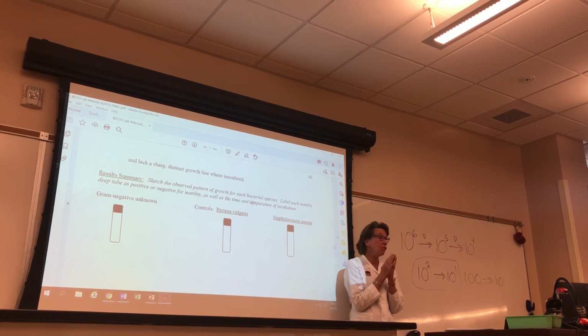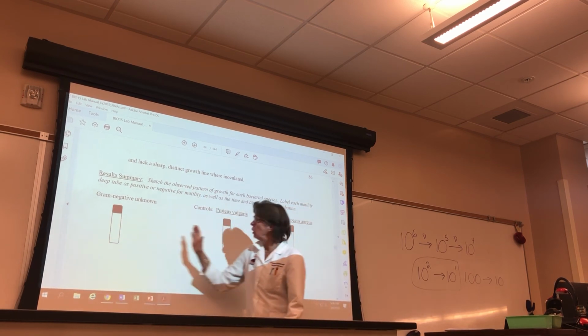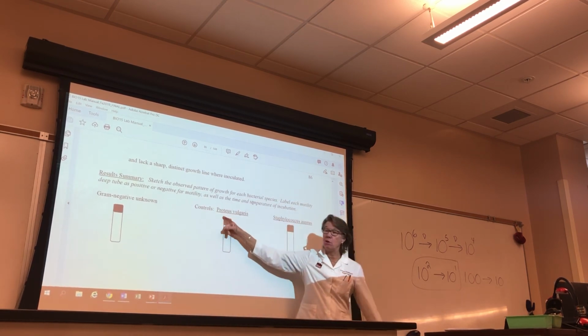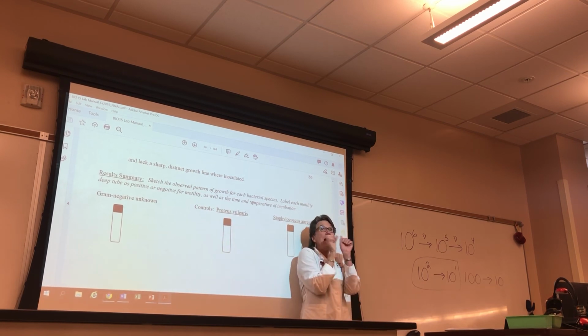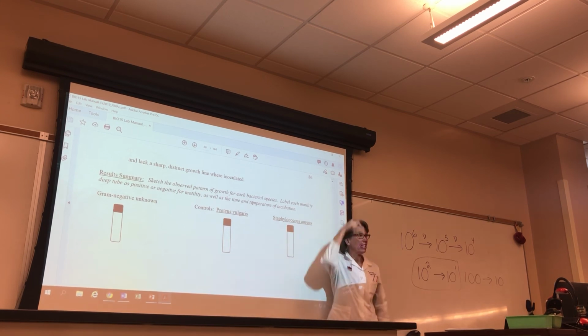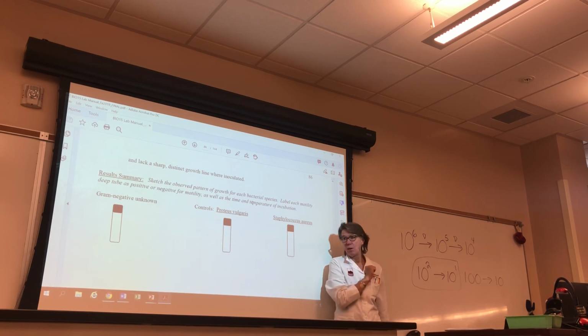So the bottom line is you're going to be drawing your gram-negative and looking at the two controls. I'm telling you already, Proteus is our classic positive control. You'll see the red growth throughout the whole tube, whereas the staph gets stuck where you stab them. I won't interpret your unknowns.